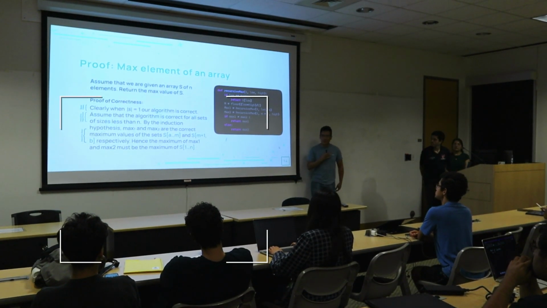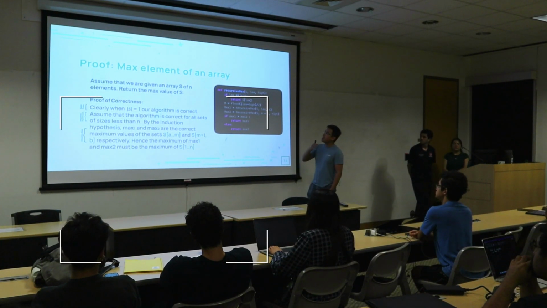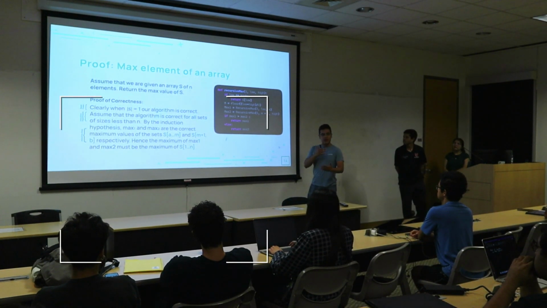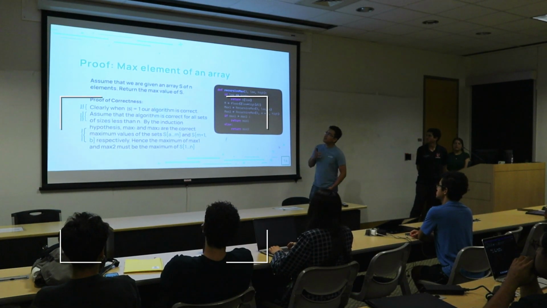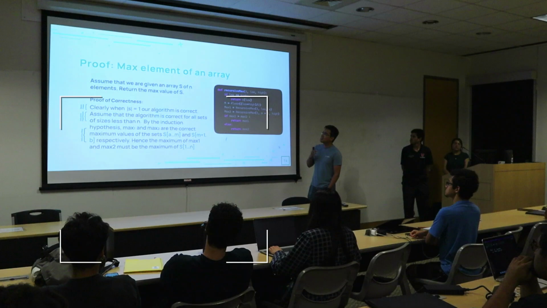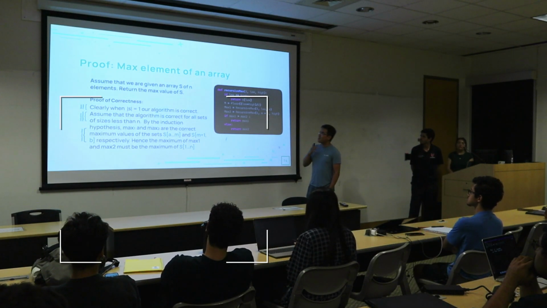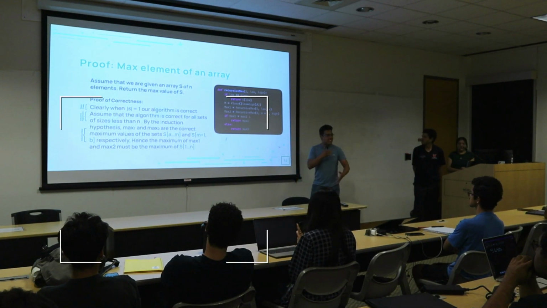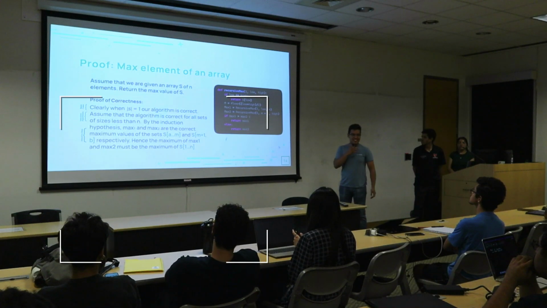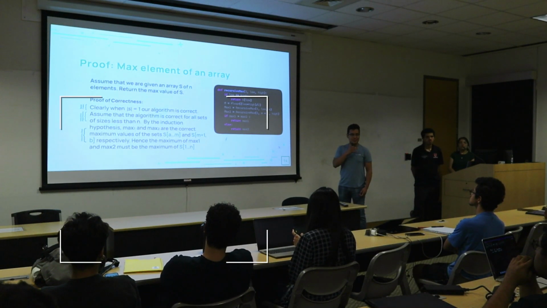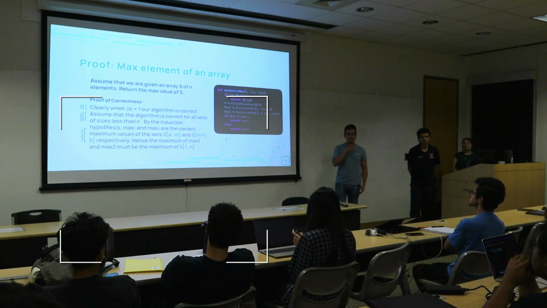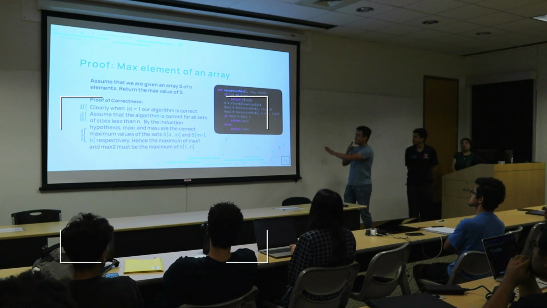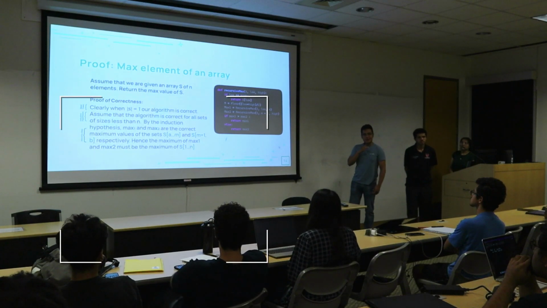So here's an example. Proof of max element of an array. So the question is asking us, assume that we are given an array S of n elements, return the max value of S. And here we have the pseudocode. Does anyone want to tackle what this pseudocode does really quickly? If we have any volunteers? Go ahead and digest that before we move on.